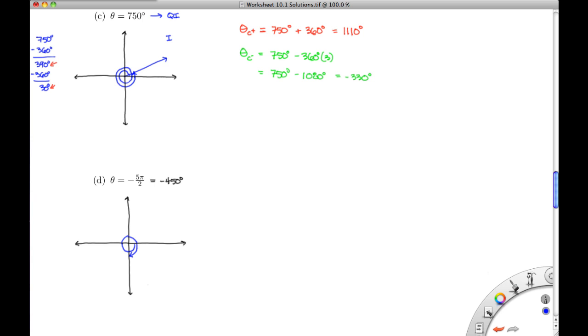Now notice we're not in a quadrant here. We're actually on the negative side of the y-axis. So that's how we would classify that, as we're on the y-axis but the negative side. So the negative y-axis.